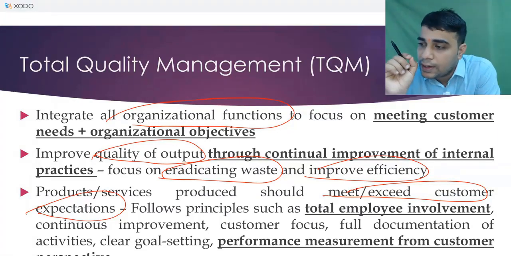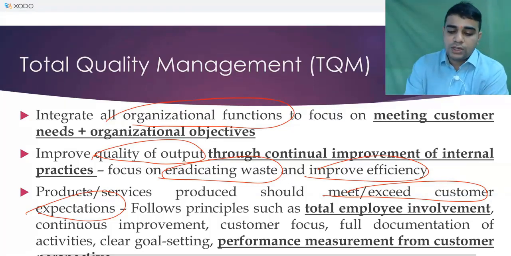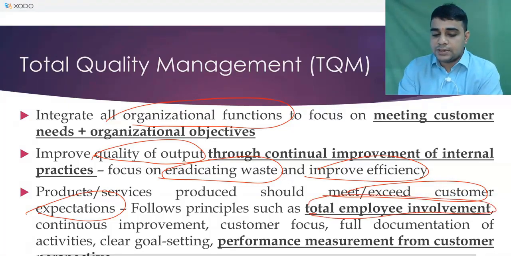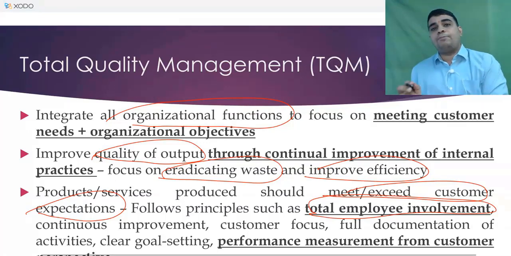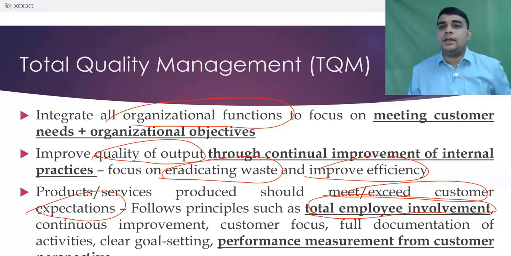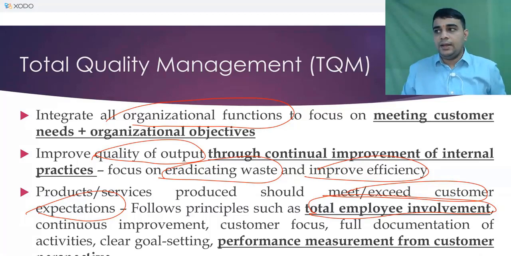The culture of the organization should be such that they need to ensure the product is of the right quality, and there should be a continuous focus on improving that. Total employee involvement. I want total employee involvement. Everyone in the organization should focus on ensuring a better quality product or a service.